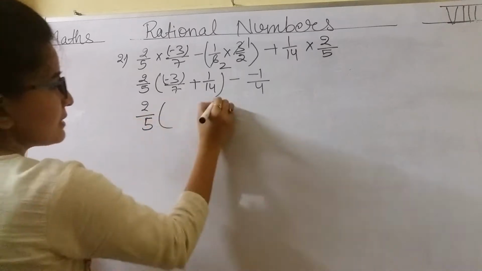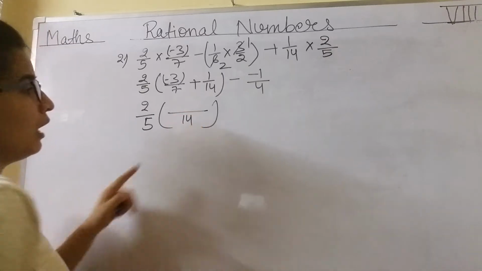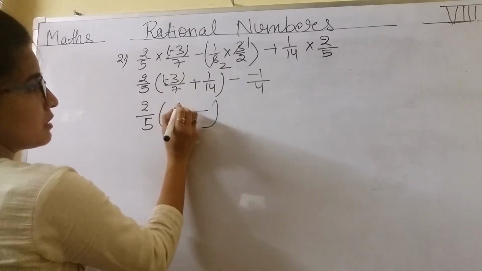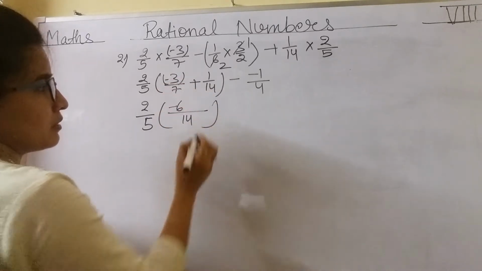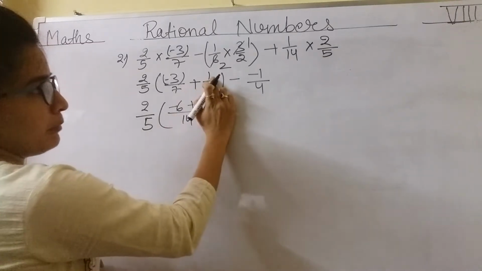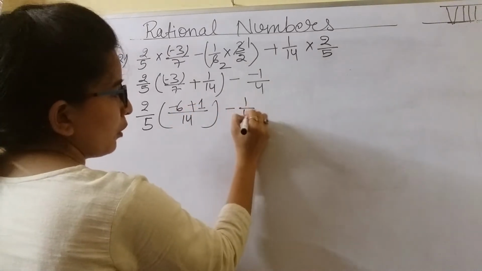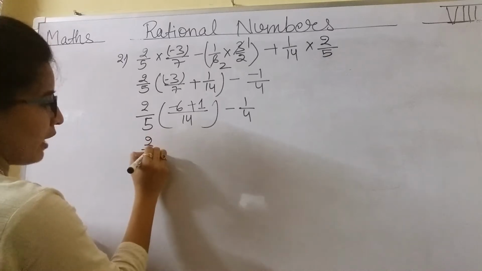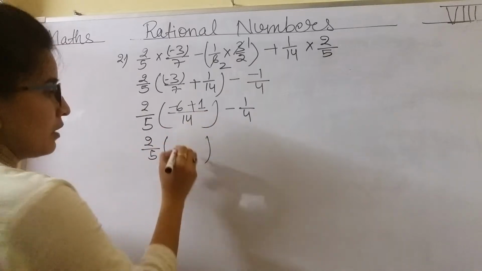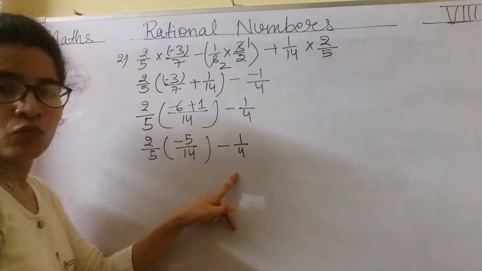So again I have to take the LCM of these two numbers, 14 and 7, that will be 14, and 14 divided by 7 will be 2. 2 will multiply with this 3, that is minus 6, plus 14 divided by 14 is 1, and 1 will be multiplied with this 1, we will get 1, minus 1 upon 4. So 2 upon 5, and here minus 6 plus 1 is minus 5 upon 14, minus 1 upon 4.